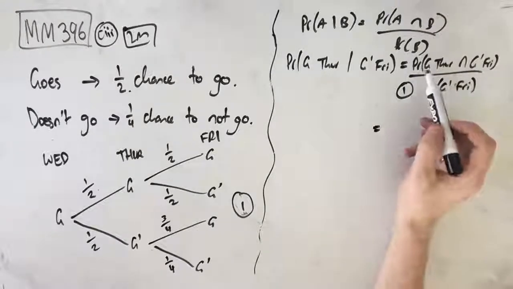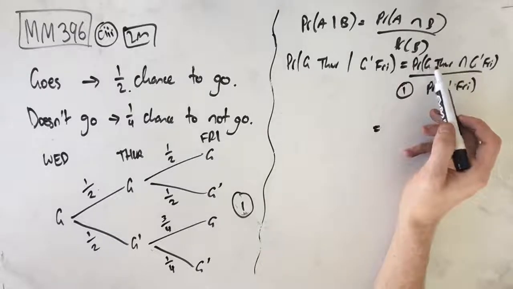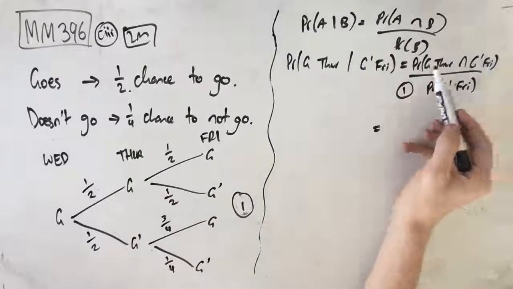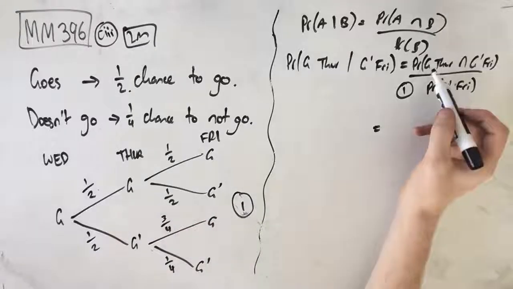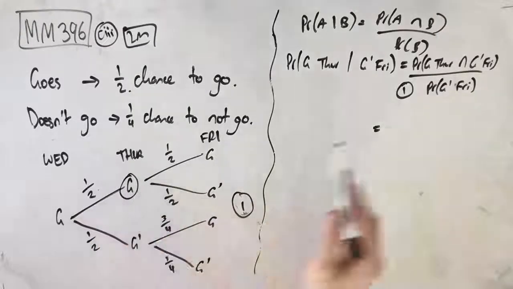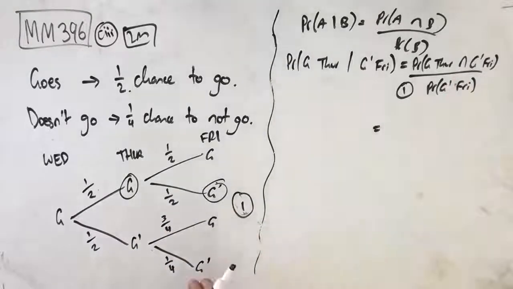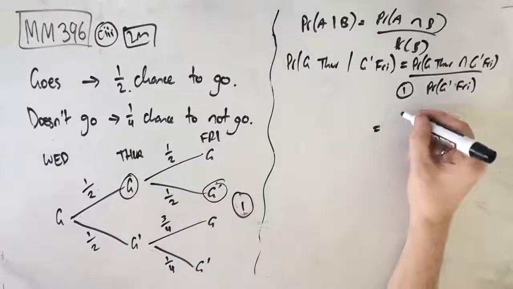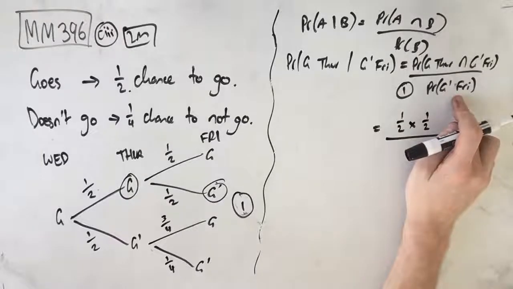Now, we're looking for the probability of the intersection between him going on Thursday and him not going on Friday, okay? So the way that we figure this out, especially with a tree diagram, is we want him to go on Thursday, so here, and we want him to not go on Friday, so here, right? So the intersect between these two is this path, so 1/2 times 1/2, over the probability that he doesn't go on Friday.